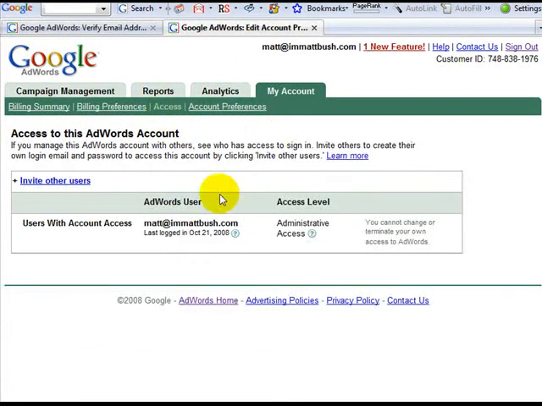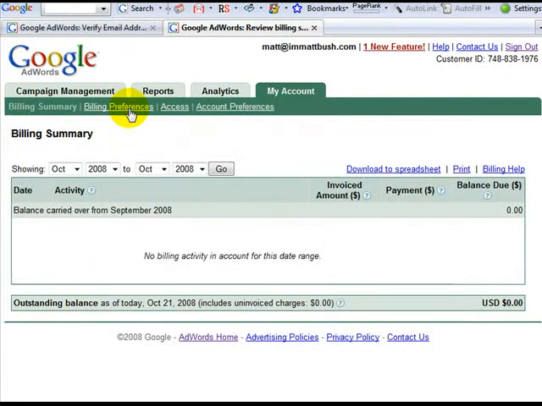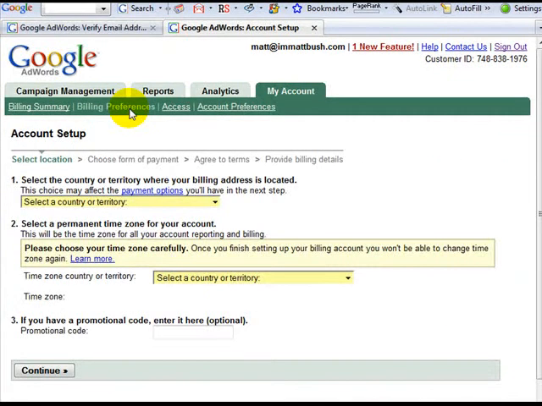Let's see, under access, we can determine who's going to be accessing this account. If you have a partner, you can have them have access as well. And just some account information here, certainly. So again, one of the first things you want to do is go in here and under billing preferences, fill in your correct billing information, and you can specify how much money you want charged at a time, all those kinds of things. Okay, then I think that we're ready.